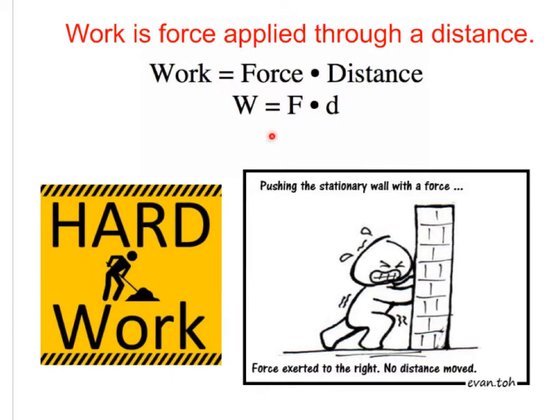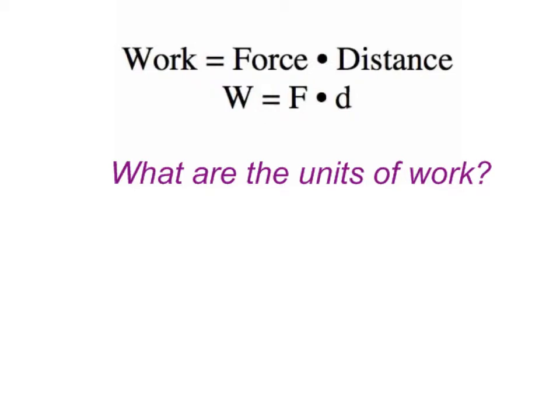So the formula for that is work equals F times d. We designate work by a W. F is for force, capital F, times distance, lowercase d. So what are the units of work? Well, the units of work are going to be the units of force times the units of distance.